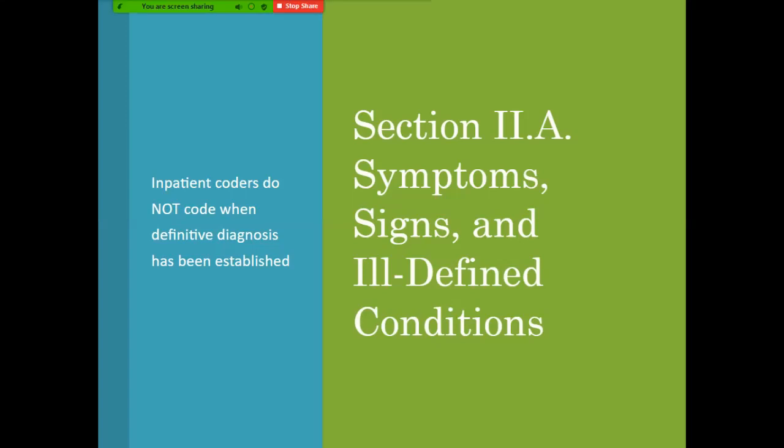Okay. Section 2A, symptoms, signs, and ill-defined conditions. Inpatient coders do not code signs and symptoms when a definitive diagnosis has been established. These codes are not to be used for principal diagnosis when there is a related definitive diagnosis. So if you have a definitive diagnosis, you're not going to use your signs and symptoms. You're going to use your definitive code.